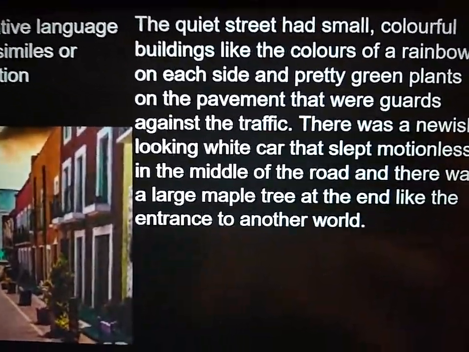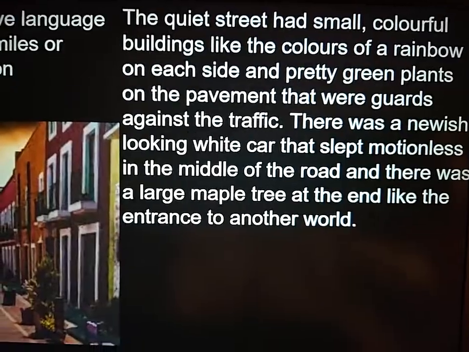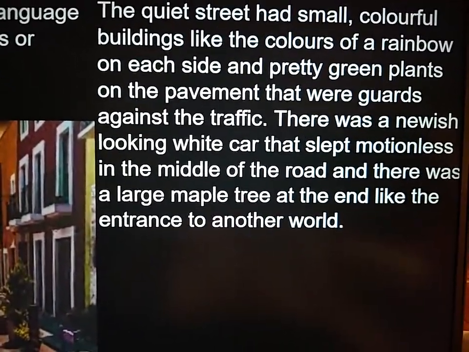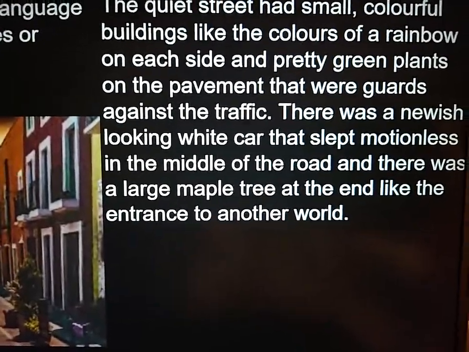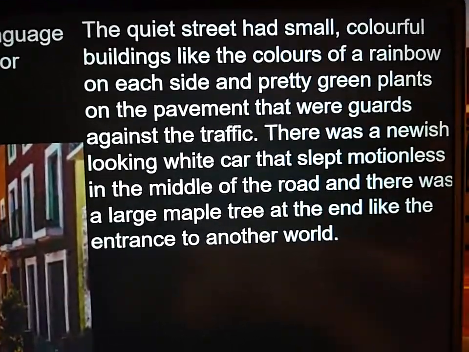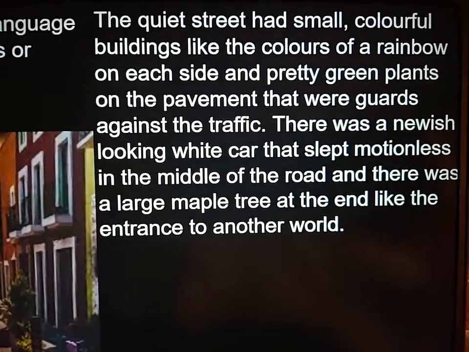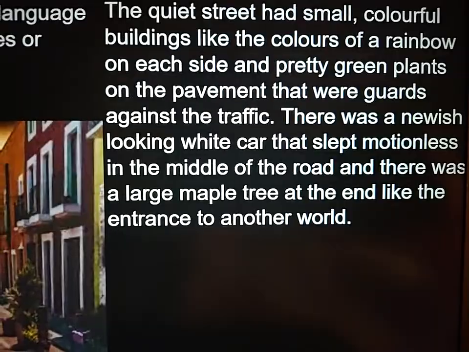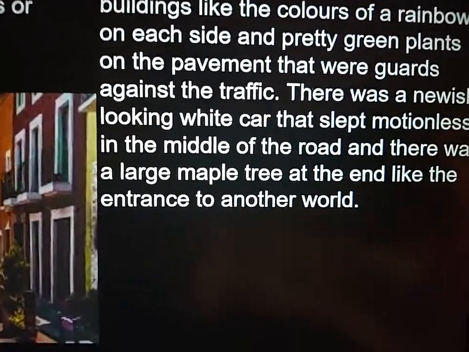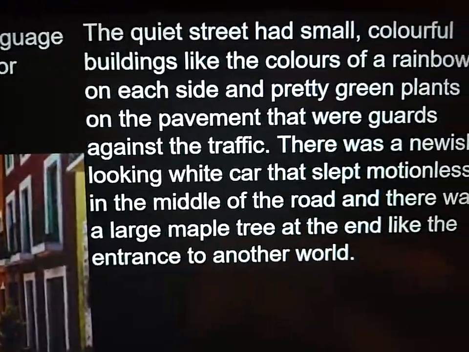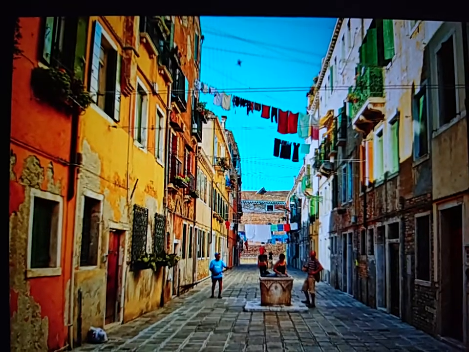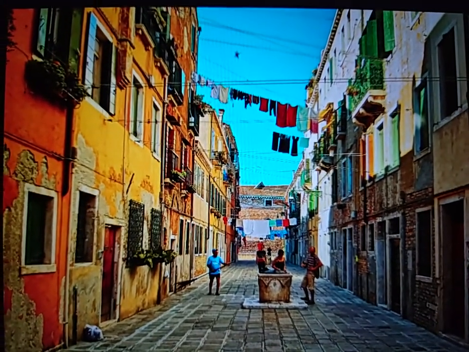The quiet street had small, colourful buildings like the colours of a rainbow on each side, and pretty green plants on the pavement that were guards against the traffic. There was a newish-looking white car that slept motionless in the middle of the road, and there was a large maple tree at the end that looked like the entrance to another world. So some nice figurative language going on there. Okay, your turn. Pause the video. Look at your writing so far and add some figurative language for me.